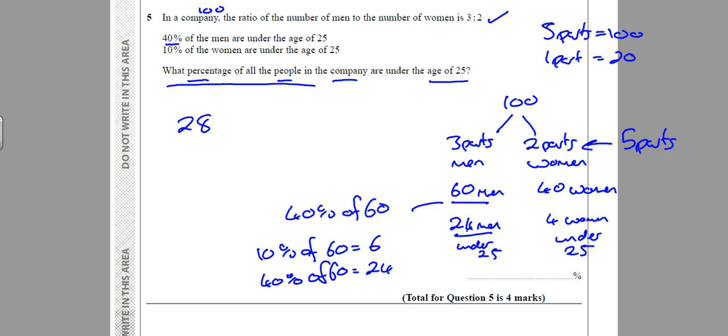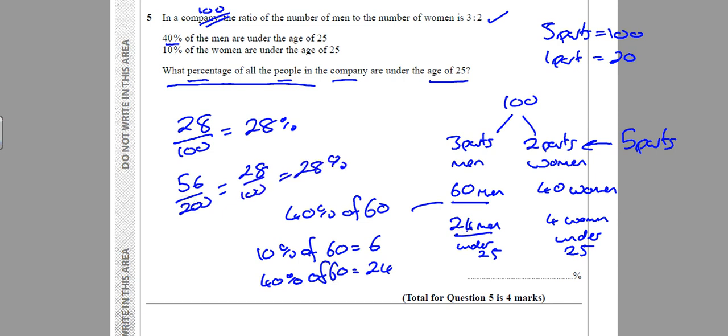So that means 28 out of every 100 people are under 25. And 28 out of 100 as a percentage is simply 28%. And that's based on us using 100 as our starting number. If we'd have used 200, then what we'd have ended up with is 56 out of 200. Well, 56 out of 200 is the same as 28 out of 100. So again, that would have given us the same amount. So just make up a number. Just make sure it's a nice, easy number to use. And usually 100 is the best number to use there.